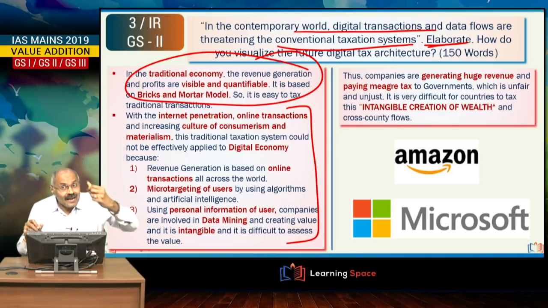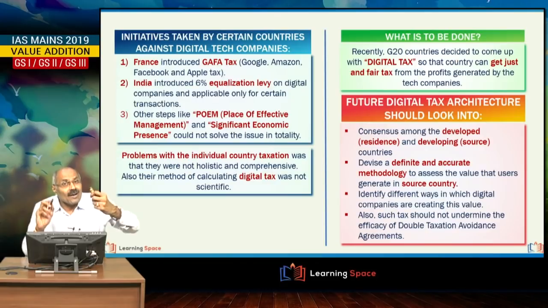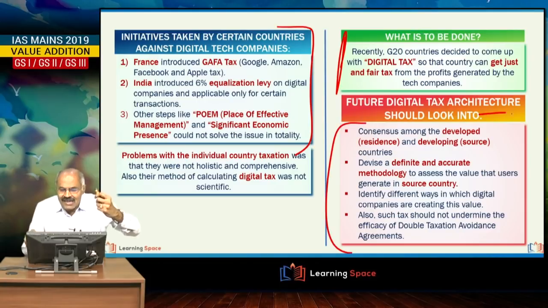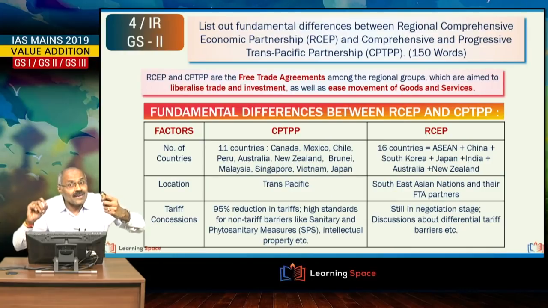Please go through it, and you have to use certain words. Intangible creation of wealth as far as data is concerned, right? And second, how do you visualize the future digital tax architecture? Already there are several initiatives taken by various countries, and what needs to be done? Already G20 is talking about digital tax architecture by 2020, and how the future digital tax architecture should look, right, friends? Go through the answer, right? We have given model answers. That's why I am not explaining much.